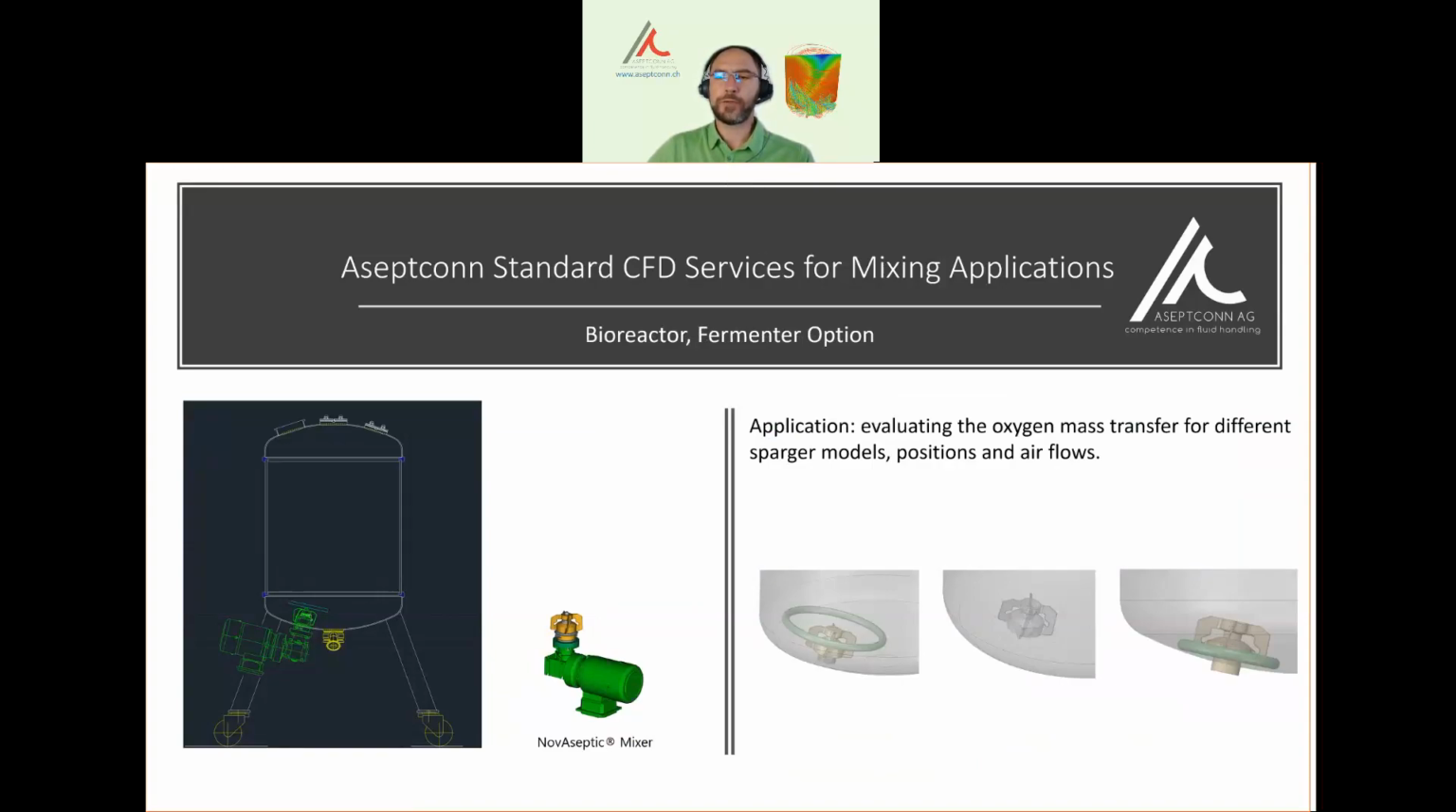This is one of my favorite simulations, bioreactor and fermenter option. The target of this kind of study is to perform an analysis of gas holdup, of Kl, the oxygen mass transfer coefficient, of a, the interfacial area concentration, and of Kla, the volumetric oxygen mass transfer coefficient. The example is from an internal evaluation of the oxygen mass transfer for different sparger models, different positions, and airflows.